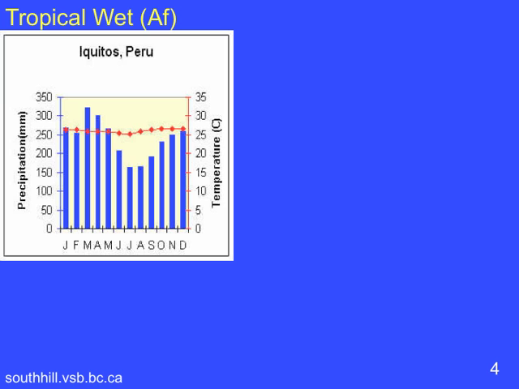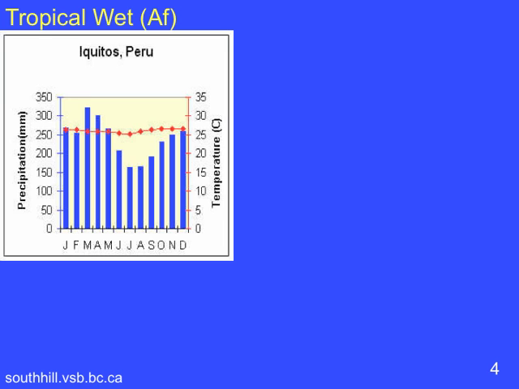On the left, we have precipitation levels, which are given in millimeters. So, for example, in the month of January, here we're looking at a graph for Iquitos, Peru. We can see there's approximately 260 millimeters of precipitation because we're looking at that blue bar.